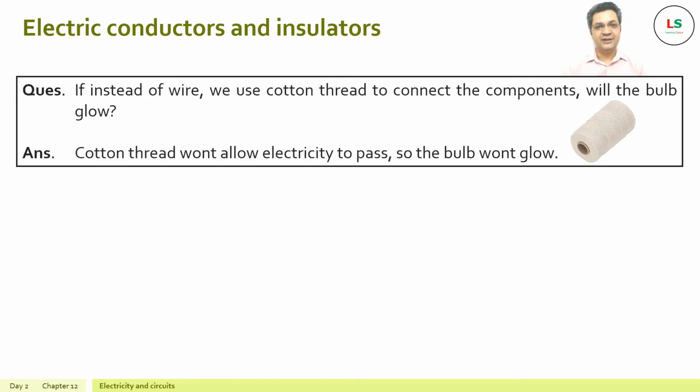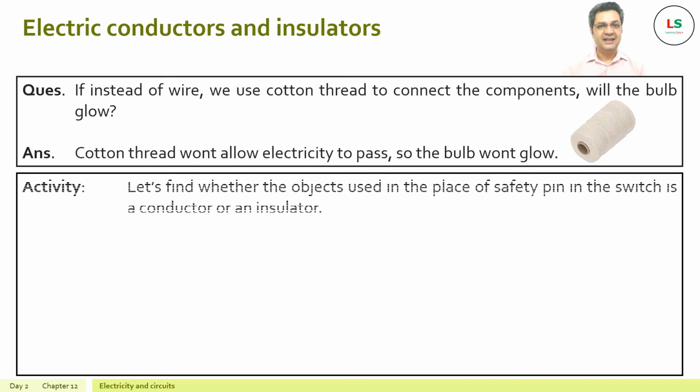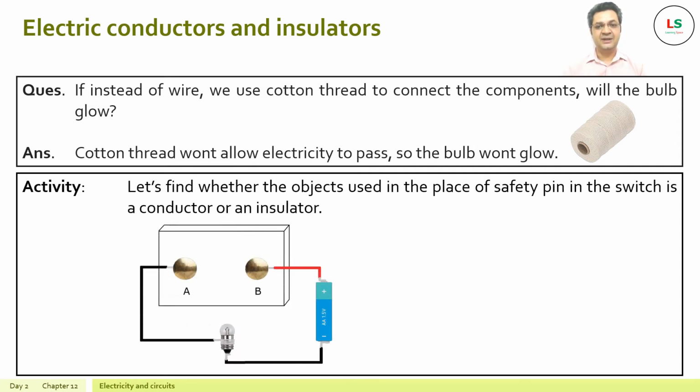Cotton thread won't allow electricity to pass, so the bulb won't glow. Here we have an activity. Let's find whether the objects used in the place of safety pin in the switch is a conductor or an insulator. Hope you remember this diagram of the switch.